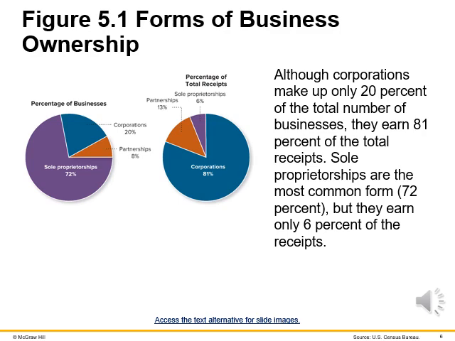But then let's talk about sole proprietorships. They are the most common form, and they represent 72% of businesses, but they only earn about 6% of the receipts. And then again, you have the partnerships that represent 8% of businesses, but then they have a higher percentage of receipts, and probably just because when you have partners, you have more money to go into the business, at least you would think, which would allow for greater investment and more return on your investment.